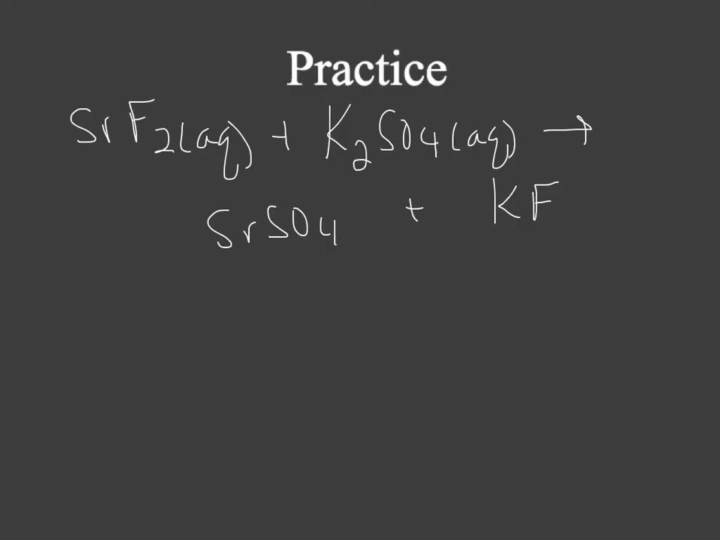So coming back over here to this side, we have strontium sulfide, which is solid, and potassium fluoride, which is aqueous. Again, the last thing we're going to do is balance this. So 2 fluorines, I need to put a 2 in front of potassium fluoride, 2 potassiums on each side, and 1 of everything else, so it's now balanced.